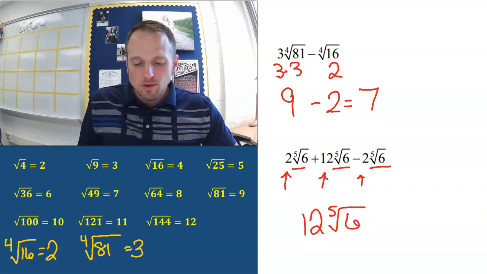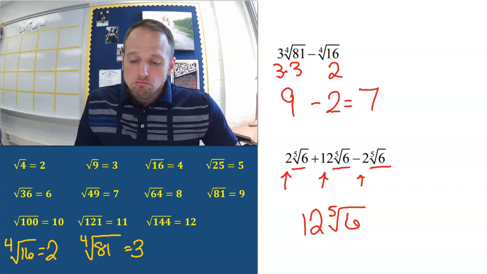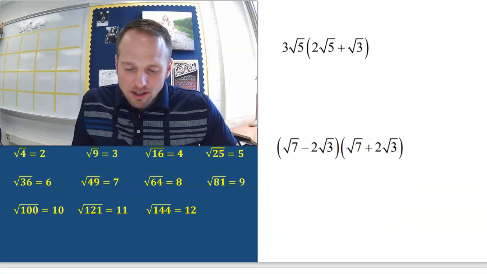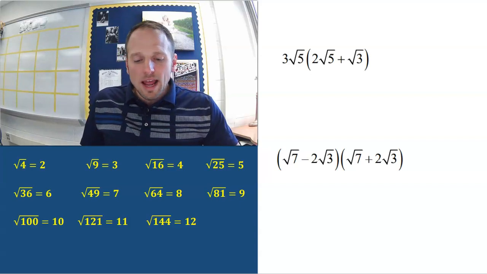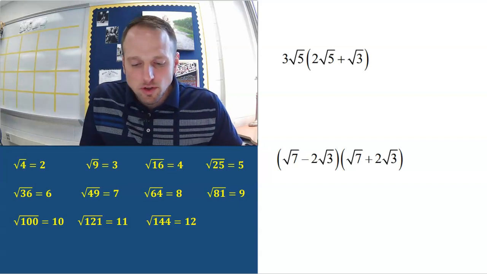12 times the fifth root of 6. Hey, you know what? This isn't bad. We can do this. Next question, what happens as we start to multiply these things?